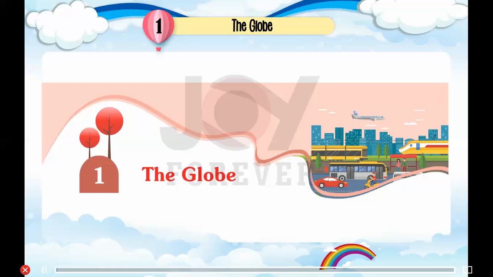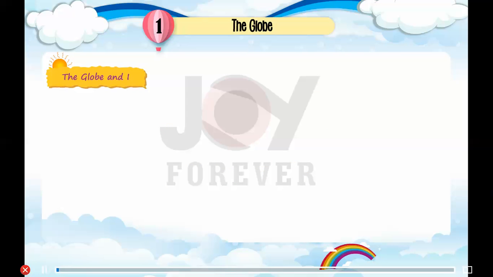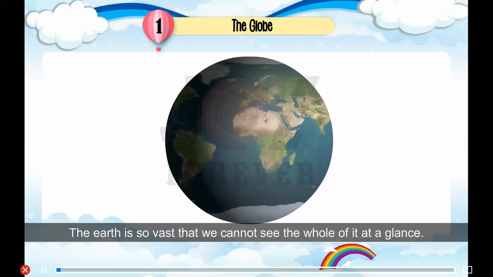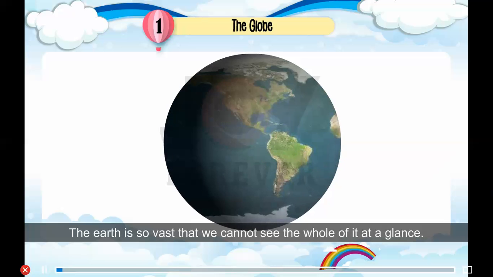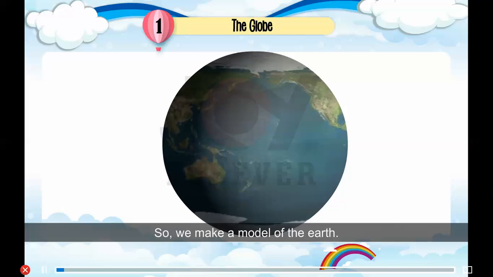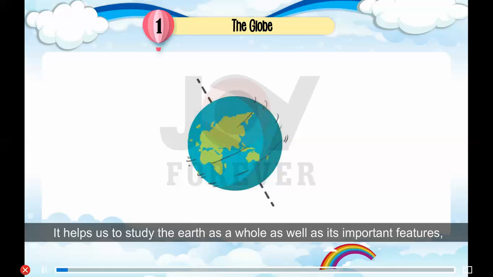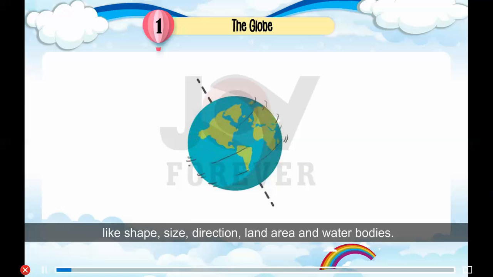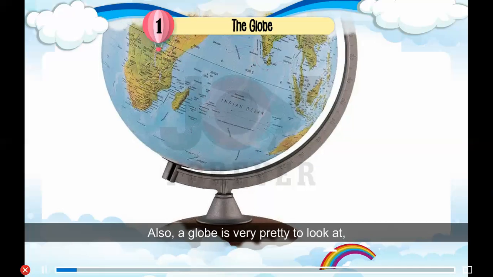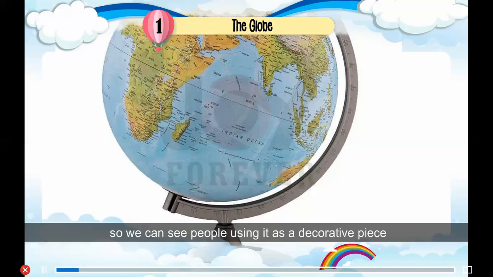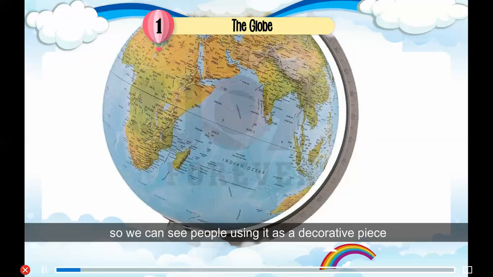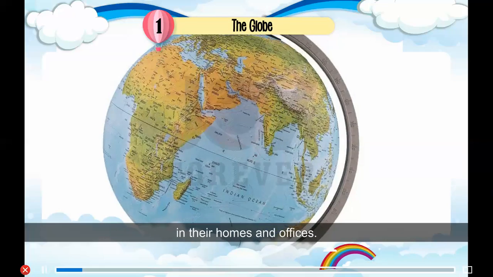Chapter 1. The Globe. The Globe and I. The Earth is so vast that we cannot see the whole of it at a glance. So, we make a model of the Earth. This model is the globe. It helps us to study the Earth as a whole, as well as its important features like shape, size, direction, land area, and water bodies. Also, a globe is very pretty to look at. So we can see people using it as a decorative piece in their homes and offices.